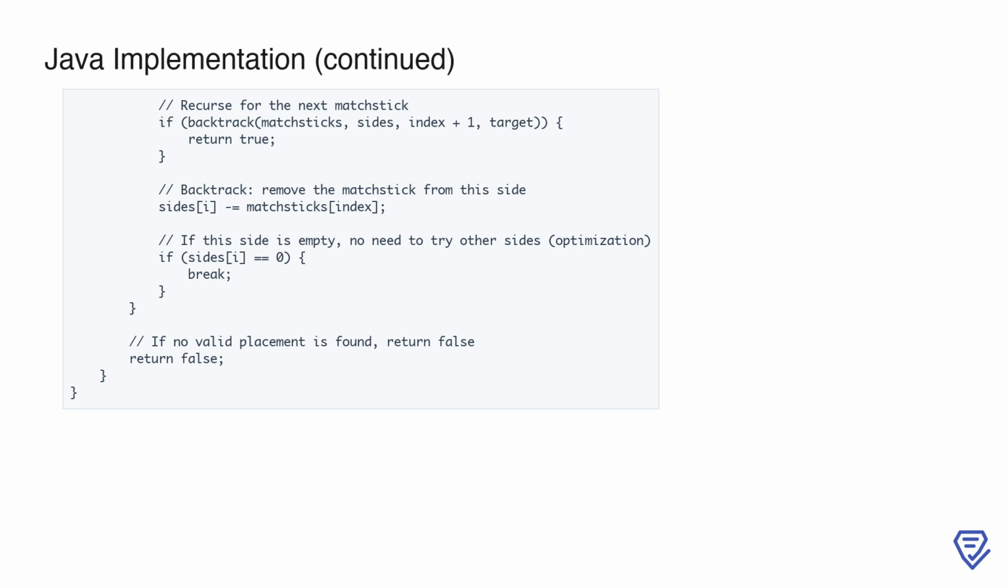Finally, if all possibilities are exhausted and no valid placement is found, we return false. This ensures that the function explores all options systematically while avoiding unnecessary computations, providing an efficient solution to the problem.